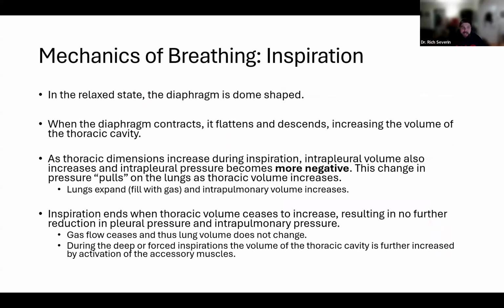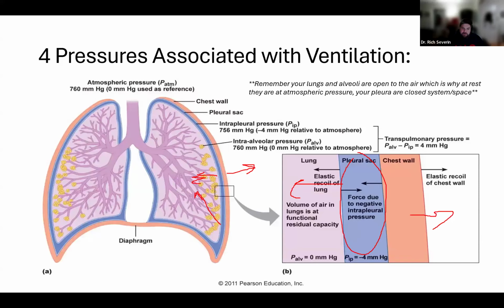In the relaxed state, the diaphragm is dome shaped. The diaphragm contracts, it flattens and descends, increasing the volume of the thoracic cavity. As the thoracic dimensions increase during inspiration, interpleural volume also increases. You can think of the chest wall moving away, and interpleural pressure becomes more negative. It always sits a little bit below atmospheric. Here, again, it typically sits around -4 relative to atmosphere.